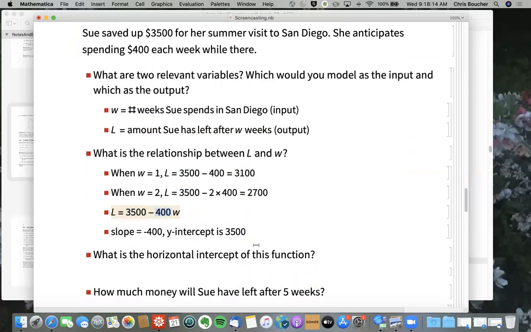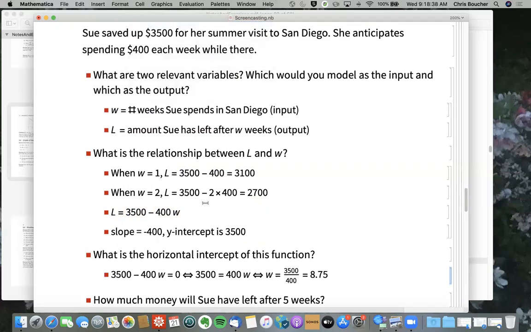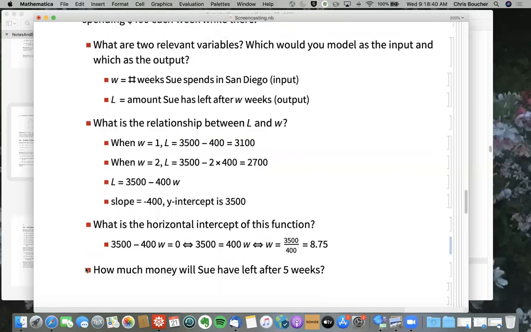Okay, what is the horizontal intercept of this function? So horizontal intercept is sort of a silly way of saying x-intercept, right? It's where it intercepts the horizontal axis. Now, when you're looking at a linear function, the y-intercept's easy to find. It's staring right at you. It's the 3,500. How do you find the x-intercept? Well, remember the x-intercept of a function occurs when the output is 0, right? The y value has to be 0 in order to be on the x-axis.